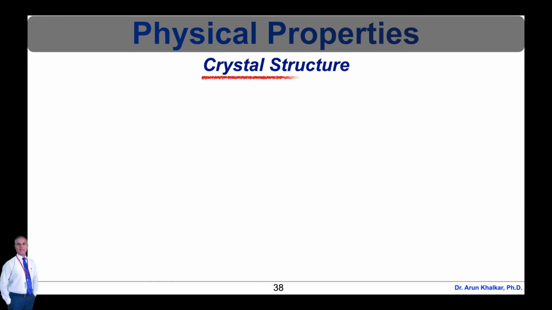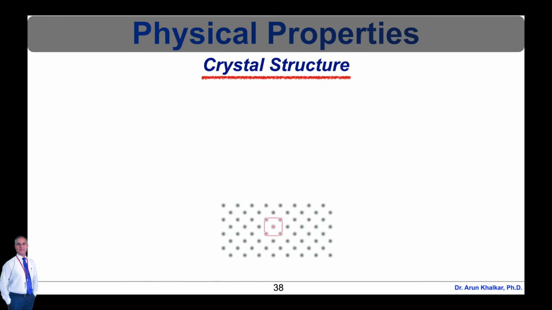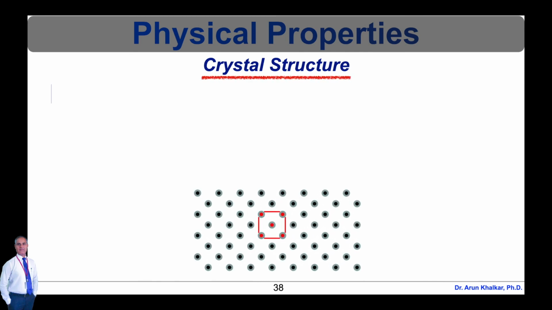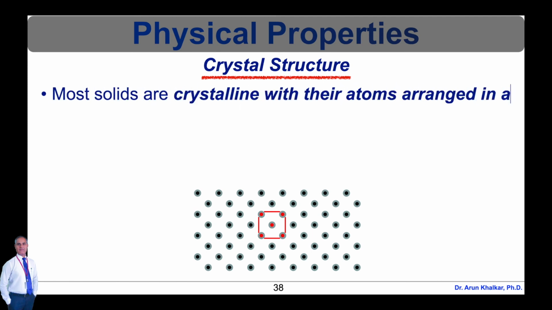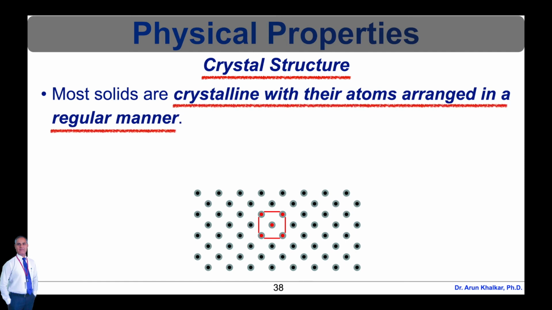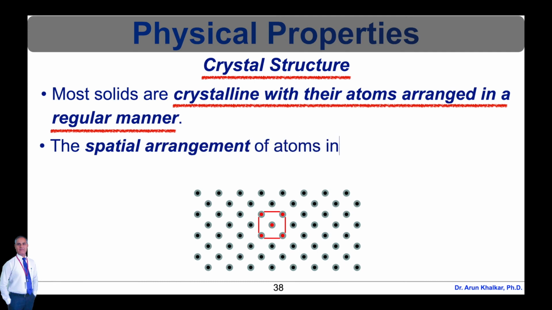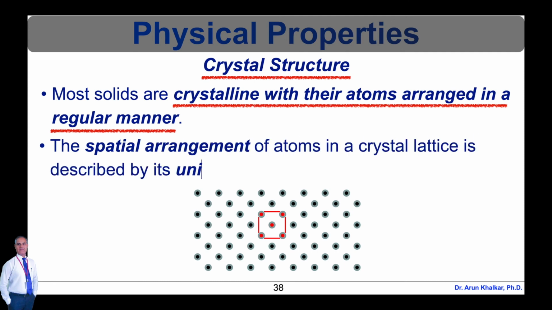Next is crystal structure. Most solids are crystalline with their atoms arranged in a regular manner. This arrangement of atoms impacts the functionality of the material. Some solids have this order present over a long range, as in a crystal. Amorphous materials such as glass and wax lack long range order, but they can have a limited short range order, defined as the local environment that each atom experiences.